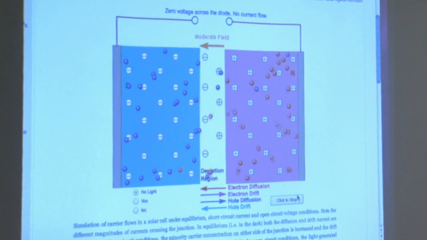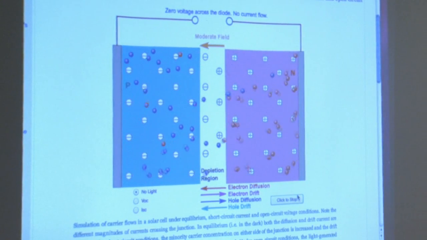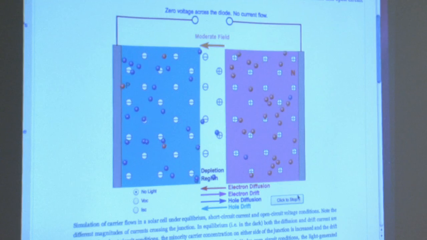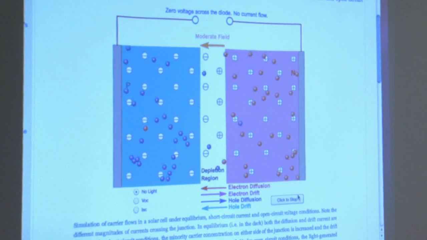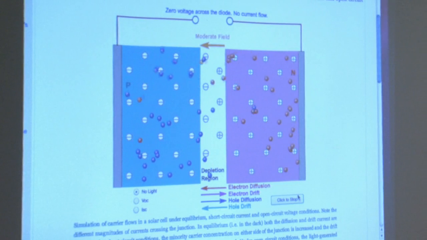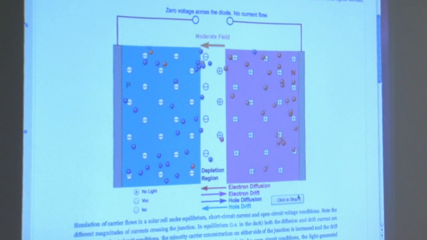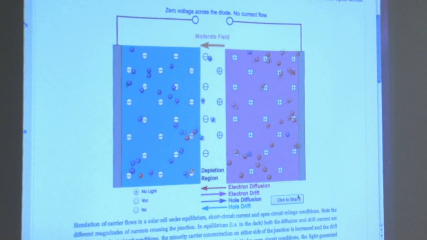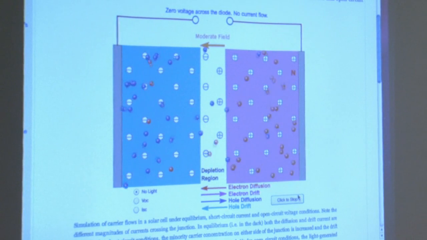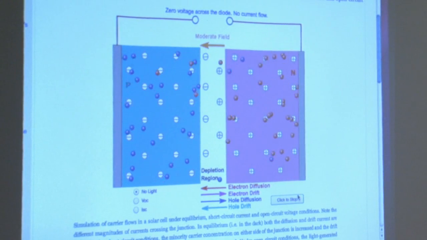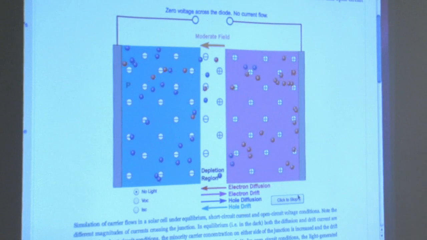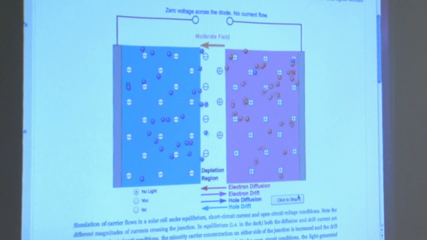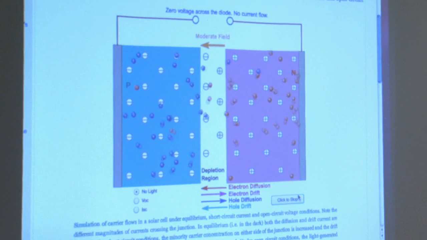You have diffusion, and the way diffusion works is if you have a lot of holes on one side and electrons on the other, the electrons tend to go to the side where there aren't electrons, and the holes tend to go to the side where there aren't holes. But that's working against the positive and negative charges of the two sides as well. So you have those two kind of balancing each other out in some way.